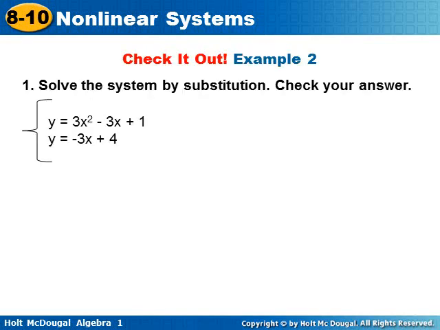Solve the system by substitution. Check your answer. Y equals 3x squared minus 3x plus 1. Y equals negative 3x plus 4. This one's for you to try, and then you can check back for your answer.